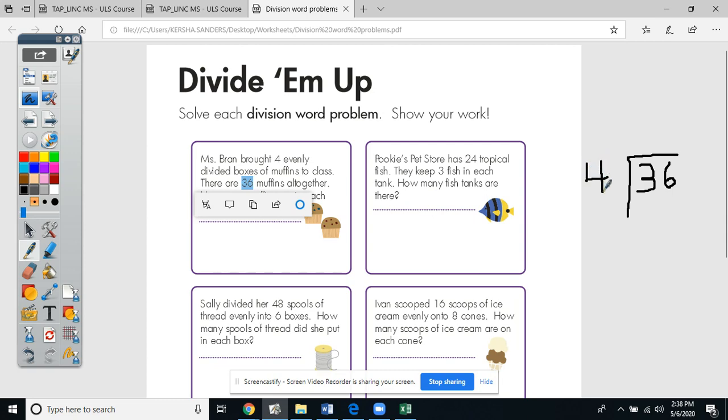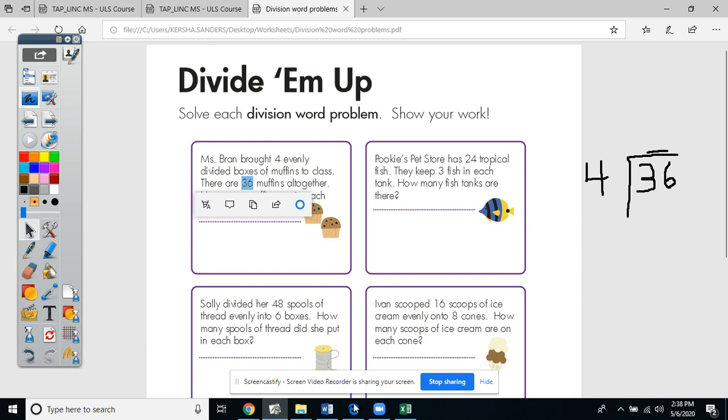Well, actually, we're going to see how many times four goes into 36. So we can think four times what equals 36. How many muffins are there in that box? The quotient or the answer, that's what we're after.